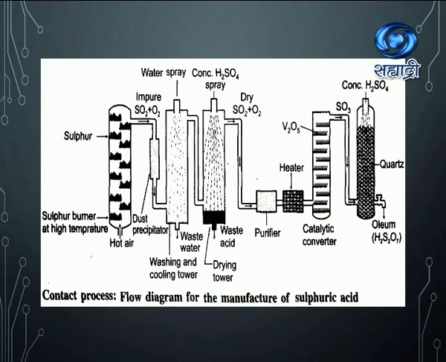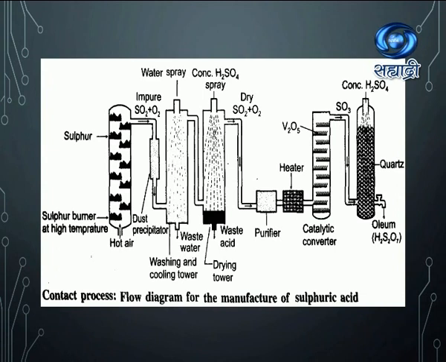acid. So in the first tower, you will observe hot air is blown into the tower. Sulfur burns, and sulfur dioxide, impure, and oxygen are obtained. They are passed through a second tower of water spray, where washing and cooling is done. Then it is passed through the third tower where concentrated H2SO4 is sprayed and the gases are dried.